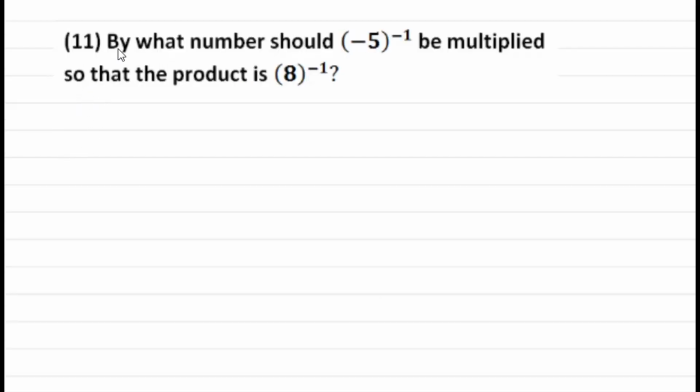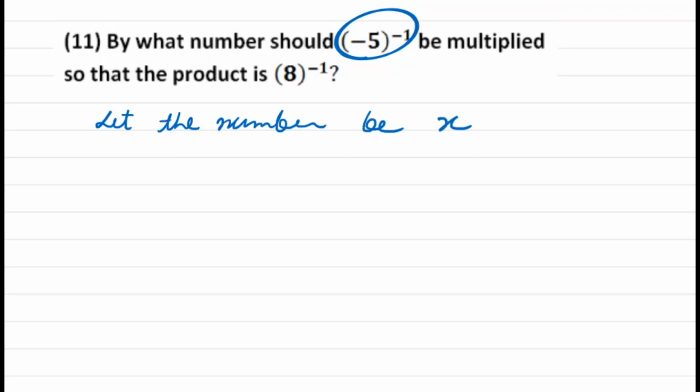So this is the 11th question. By what number should (-5) to the power -1 be multiplied so the product is 8 to the power -1? So in this question you have to find a number by which if we multiply this, then the result will be 8 to the power -1. In these questions, first let the missing number be x. Okay, so we have taken this number as x. Now according to the statement, by what number if we multiply this (-5) to the power -1, so that we get this result. So in these questions just do it as given in the statement.